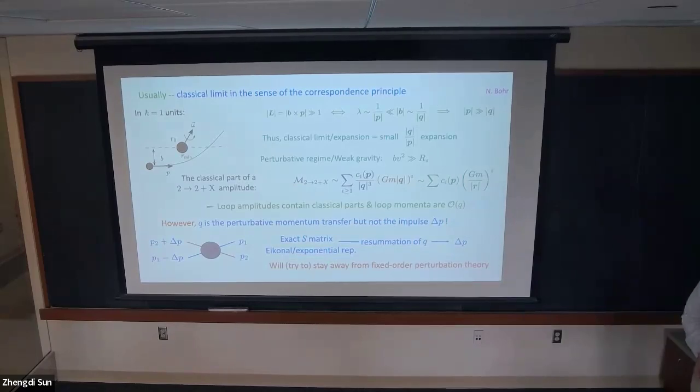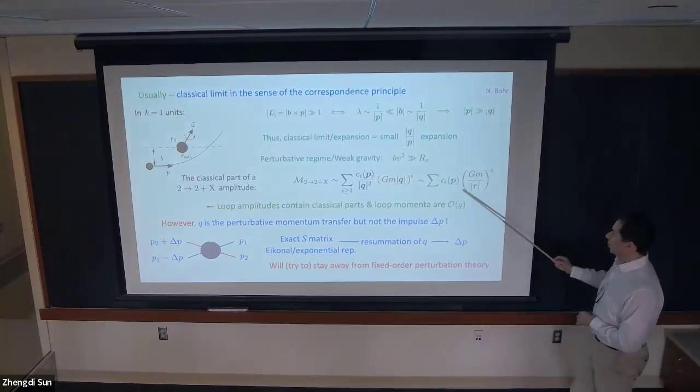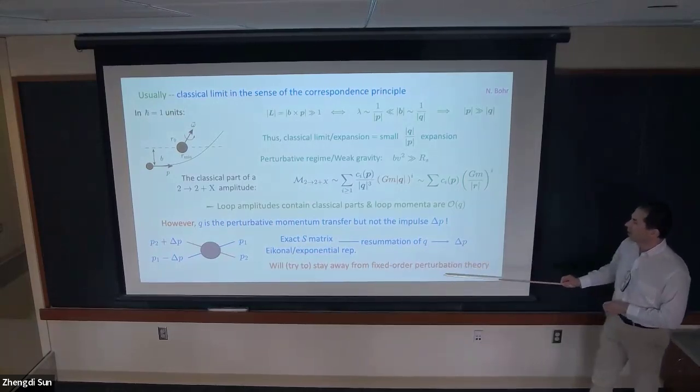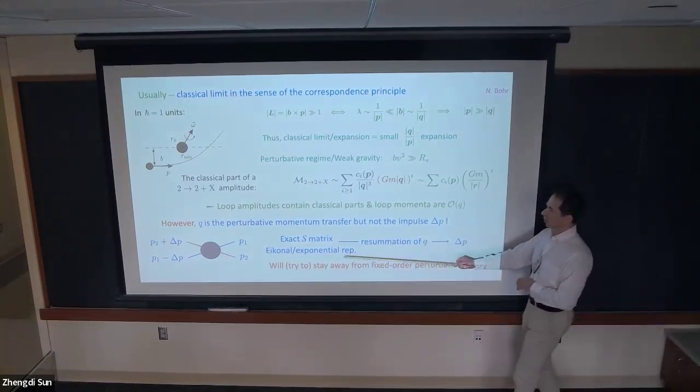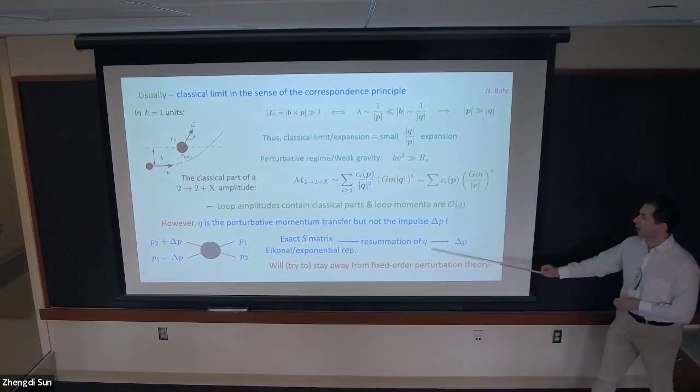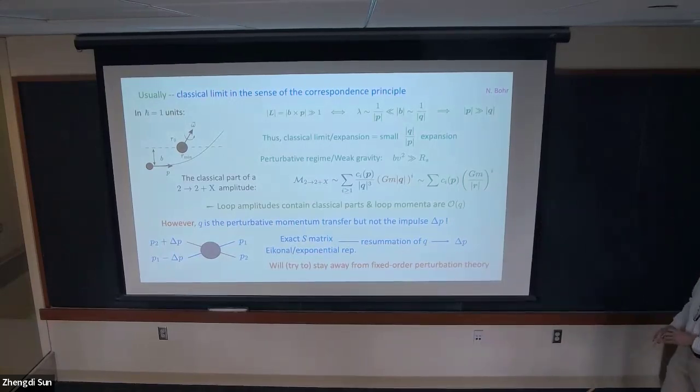scattering. Now, throughout this talk, I will attempt to be as non-perturbative as possible. So I will not assume that Q is small, and I will more think of the S matrix as a resummation of this momentum transfer, which will eventually become the total impulse in a way that will hopefully be clear by the end. All right.